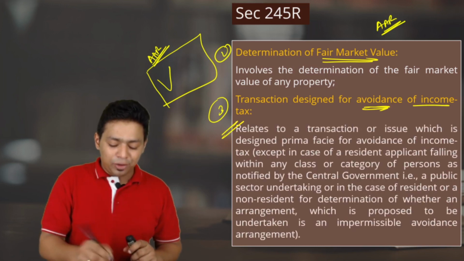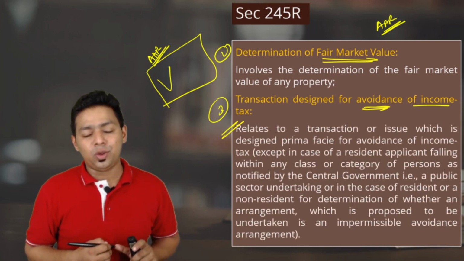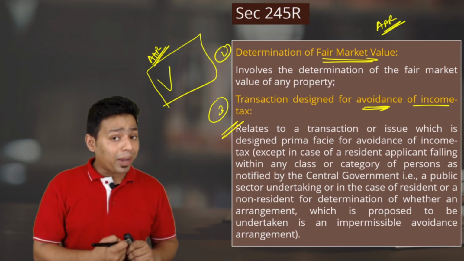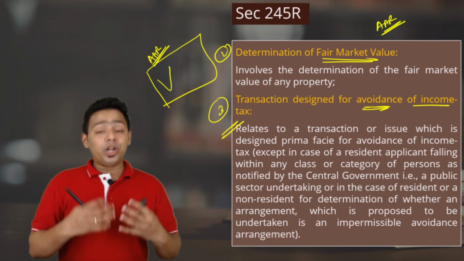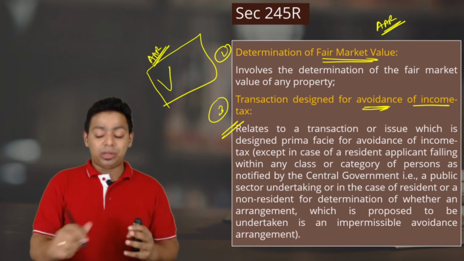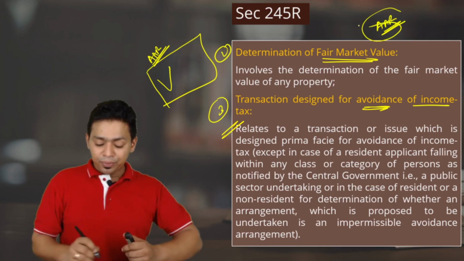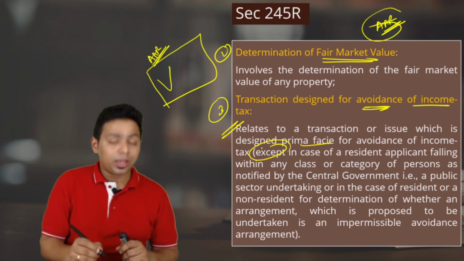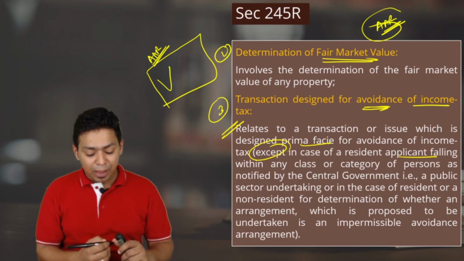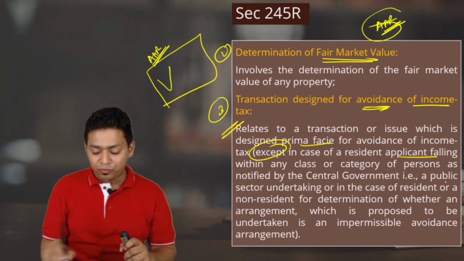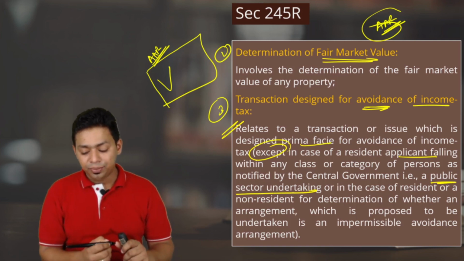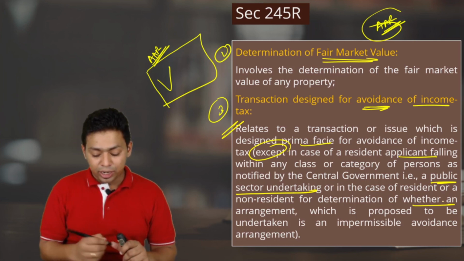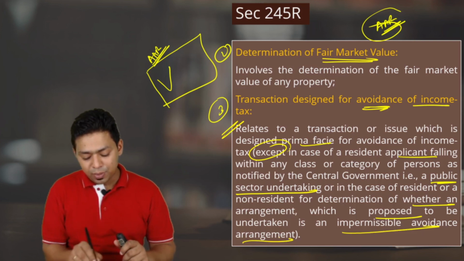But here also we have one exception, and that is the public sector undertaking. You can understand. So a public sector undertaking can apply and seek an explanation where they are actually doing tax planning and they go and check with AR whether it is the right tax planning or not. Okay, so it relates to a transaction or issue designed prima facie for avoidance of income tax, except in the case of a resident applicant falling within the class or category of persons notified by the central government, that is the public sector undertaking. So these people can go, or in the case of a resident or non-resident, determining whether the arrangement which is proposed to be undertaken is an impermissible avoidance arrangement.